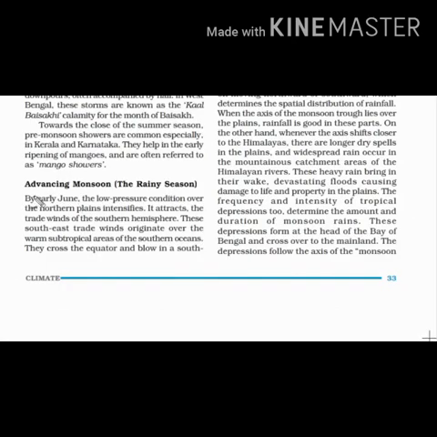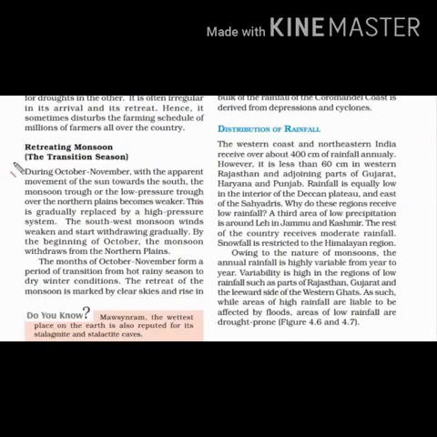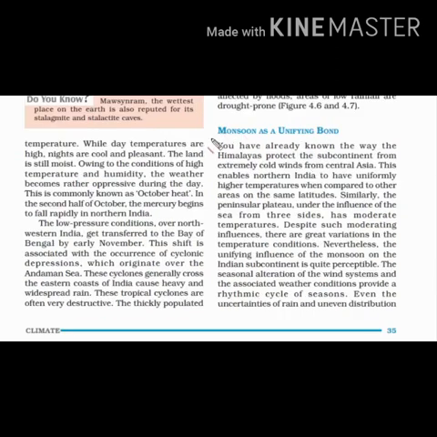Now the remaining topics like the advancing monsoon, which is also known as the southwest monsoon, and the retreating monsoon, which is also known as the northeast monsoon, we have read about both, so I'm not going to cover them again. And the last topic of this chapter is monsoon as a unifying bond. So this is a topic which you can face in the examination, or you can also be asked to write an essay on. Therefore, it is easy as well as important to cover this up.